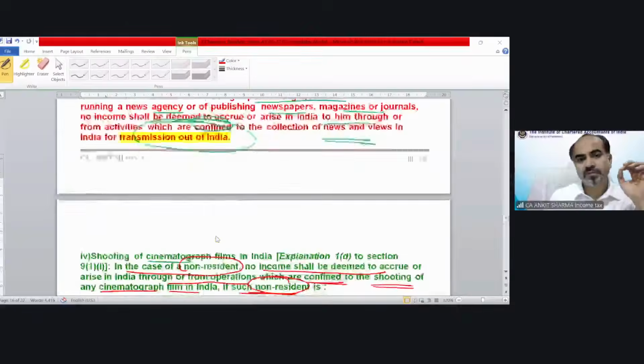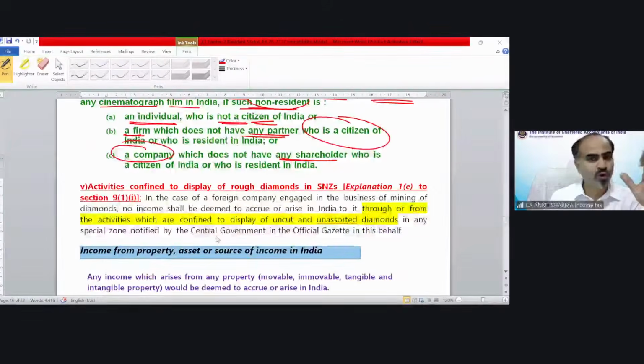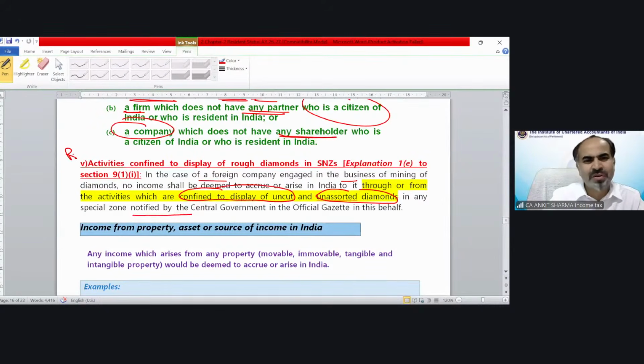In case of transmission of news and in case of cinematographic film, we have gone through the provision. Now, activities confined to display of rough diamonds. In case of a foreign company engaged in the business of mining of diamonds, no income shall be deemed to accrue in India if that is only a display of rough diamonds, not sale, through or from the activities which are confined to display of uncut and unsorted diamonds in any special zone notified by the central government. That is for your reading purpose, of course.